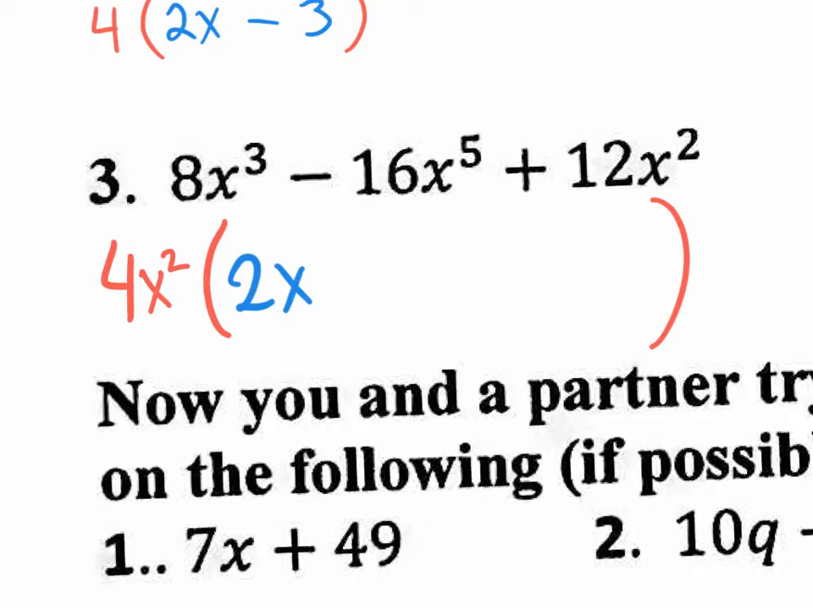2x. And how about the next term? 4x squared times what gets you back up to here? -4x to the 3rd power. Perfect. And the last one, 4x squared times what will get us back to here? Positive 3 just by itself.